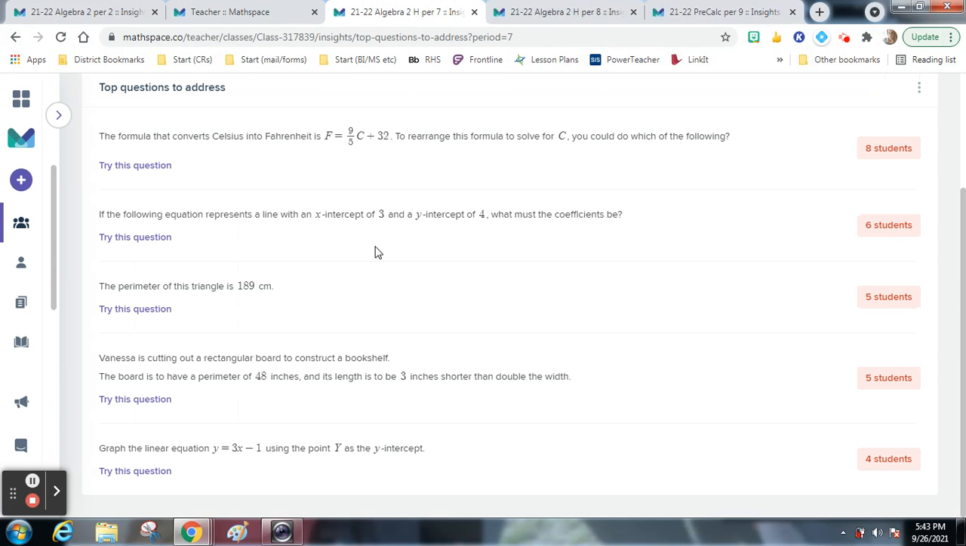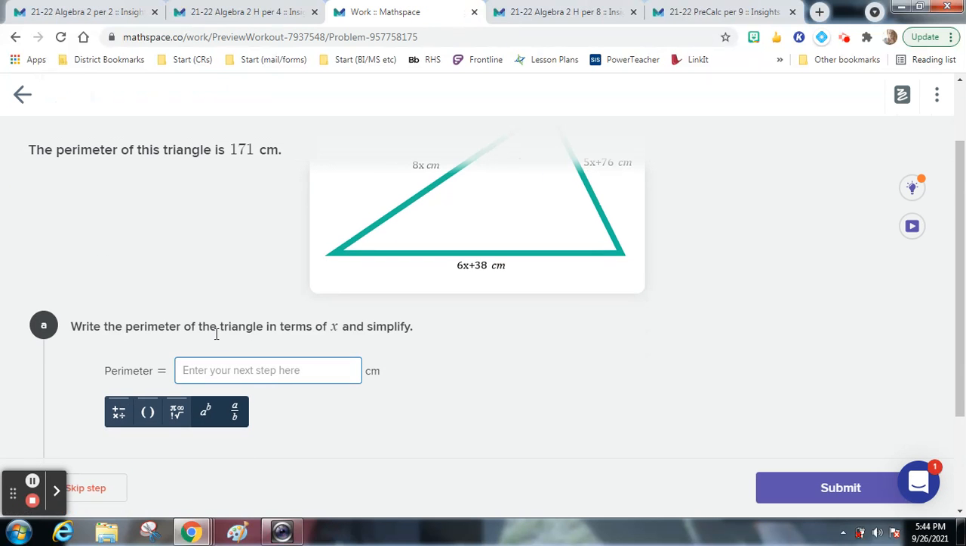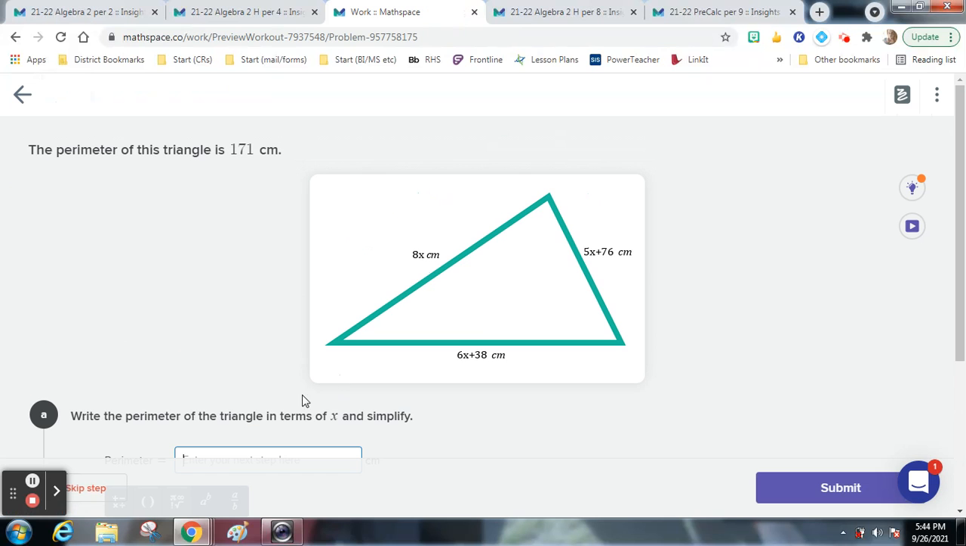Okay, so that was period 4s. Let's jump to period 7s. We already talked about the x-intercept and y-intercepts. That's working backwards. Let's talk about the perimeter problem. So we have a perimeter up here. It says write the perimeter in terms of x.